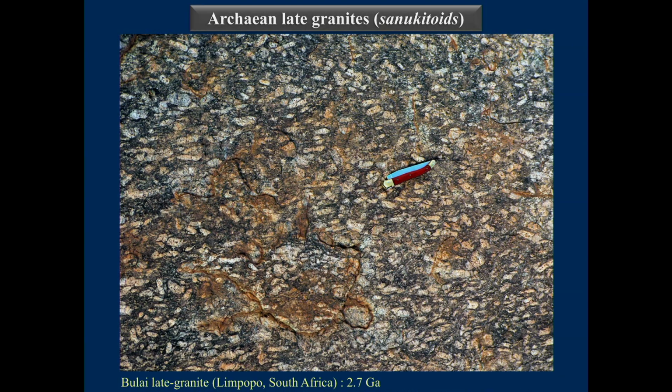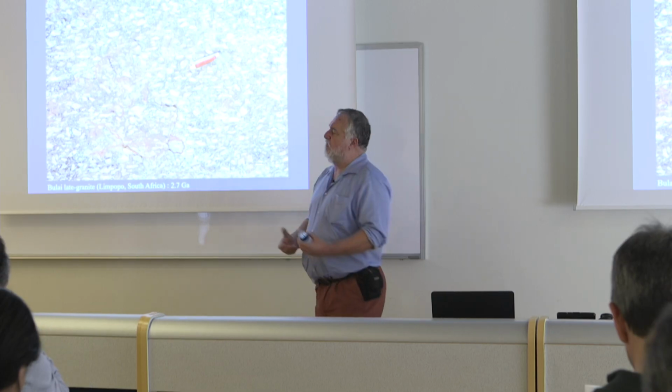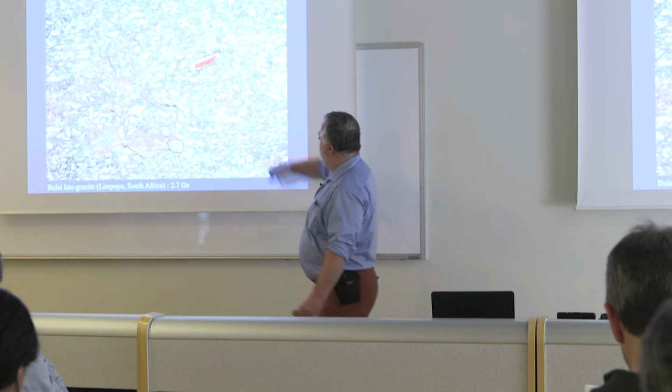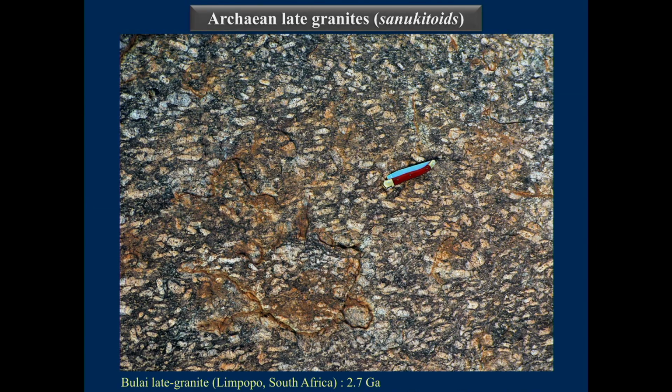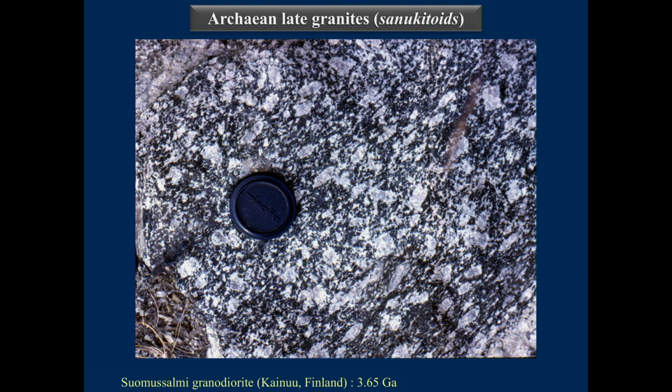What we call the late granite, which are in fact granodiorite, are completely different from the gray gneisses. They have a lot of large crystals of feldspar in a very dark, black matrix, here and here too. Geologists call them sanukitoids. If you like very strange names, you can try to remember it. Okay.